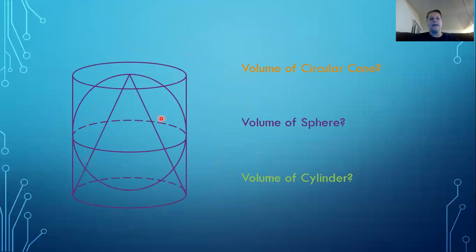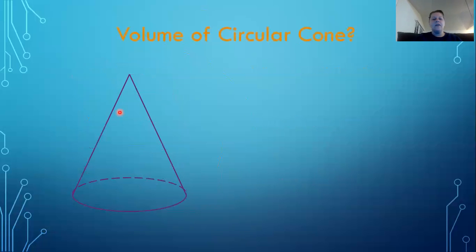Now, here we have three shapes in one. We have a cylinder, we have a sphere, and we have a cone. Now, what are the volumes of each of these? First, we're going to break it down, and we're going to just pull apart our shape to find out which one best fits. We're going to start with our volume of our circular cone.